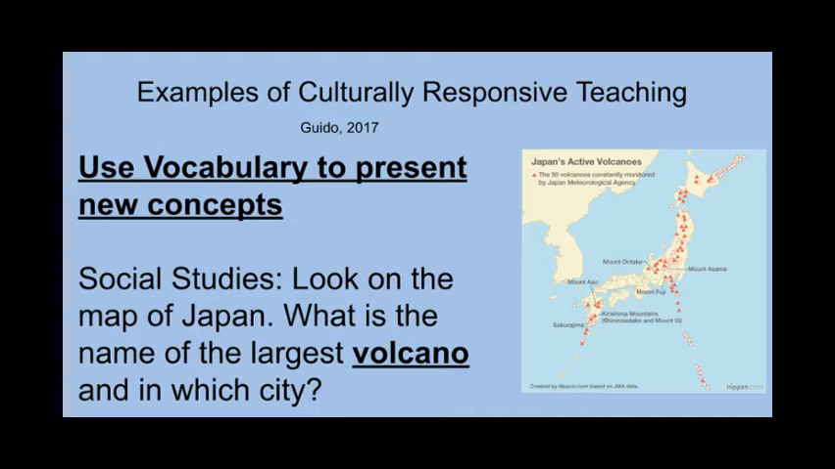So this way, the students are looking at not only which one is the largest, but then that there's also other ones that are in Japan, especially in Tokyo, and having the students try to explain what that might be like for a student in that country.